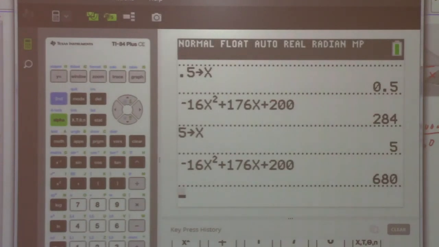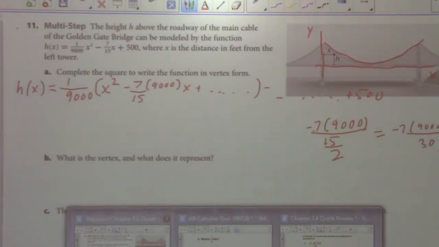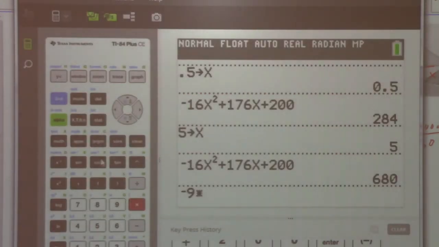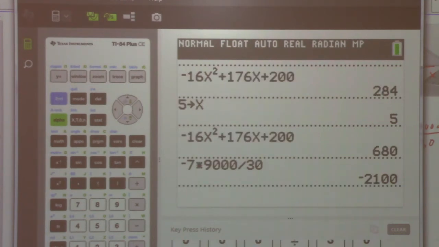So -9 times, did I get this wrong here? -7 times 9,000. -7 times 9,000 divided by 30. 2,100. -2,100. And what do you do with this 2,100? Square it.